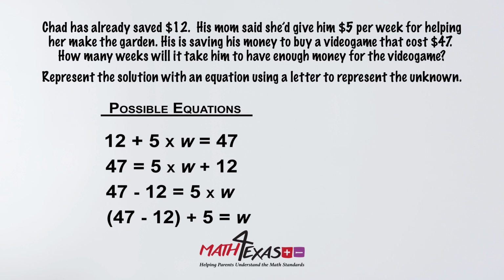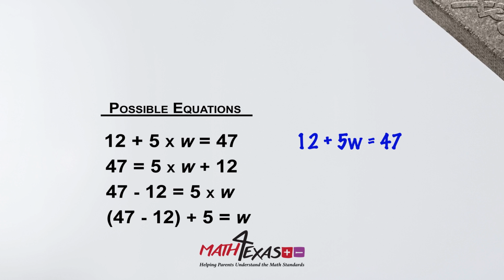Another way to show 5 times W is to write it 5W. So in this equation, another way your child might see this equation written would be 12 plus 5W is equal to 47. It is the same equation, just written a little differently, but this still means 5 times W.